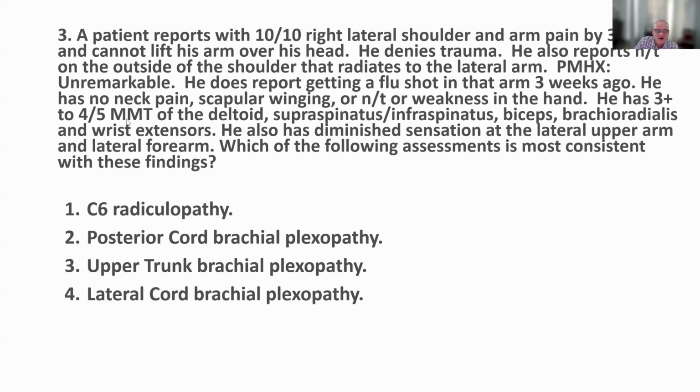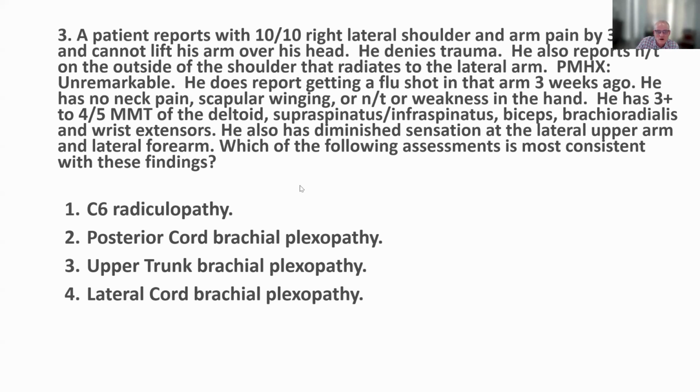They have 4 out of 5 deltoid, supraspinatus, infraspinatus, biceps, brachioradialis, wrist extension. So they've got a lot of weakness in a lot of different, what we would call C5, C6 muscles, right? So this is more of a C5 muscle. It does have a little bit of C6, more C6, right? So there's a combination of C5 and C6.